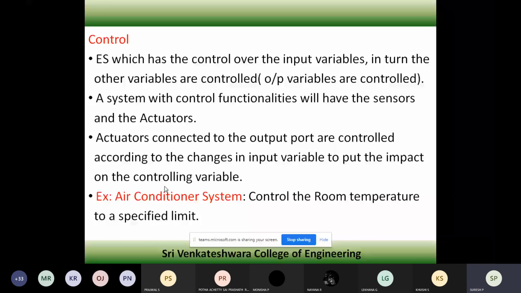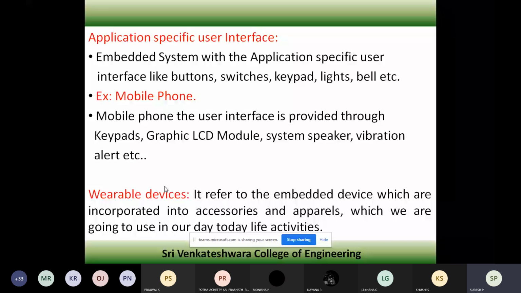So now next is application specific user interface. In the slide, embedded systems with application specific user interfaces have buttons, switches, keypads, lights, bell, etc. If any embedded system works with the help of these, then that type of embedded system comes in the category of application specific user interface. The example is the mobile phone, where the user interface is provided through keypads, graphic LCD, speaker, vibration alert, etc. Depending upon the user, the counter action has to be taken.